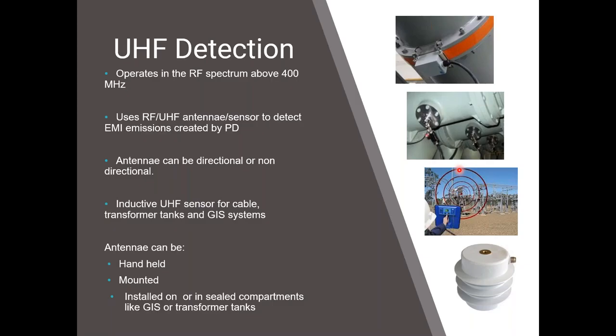UHF radio detection operates in the UHF spectrum above 400 megahertz. It uses antennas and sensors to detect the EMI emissions created by PD. The antennas can be directional or non-directional. And they've got inductive UHF sensors for cables, transformer tanks, and GIS systems. So this is an inductive one where it attaches to the metal of the GIS tank, and it's able to pick up the RF signals coming through that.